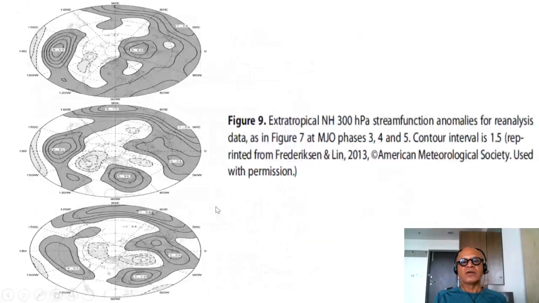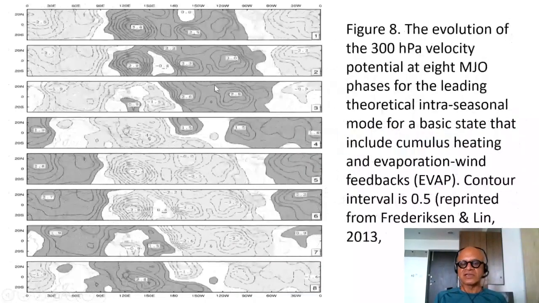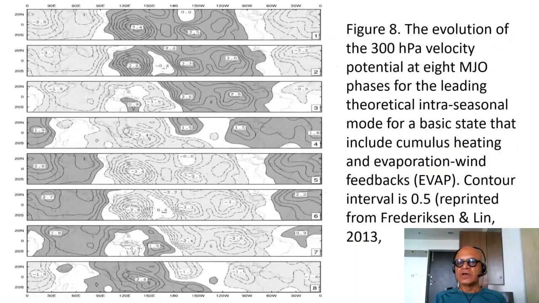Okay. This is showing the extratropical signature of the same thing. Extratropical northern hemisphere 300 hectopascal stream function anomalies for reanalysis data as shown in figure 7. So corresponding to this figure, we are looking at the extratropical signatures for basic state that include cumulus and evaporation wind feedbacks.